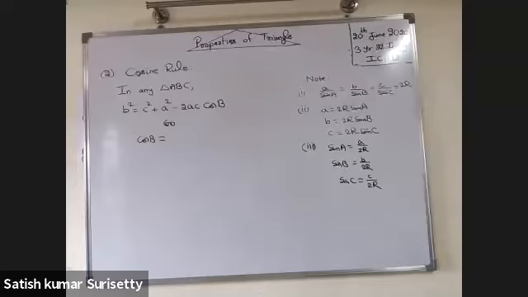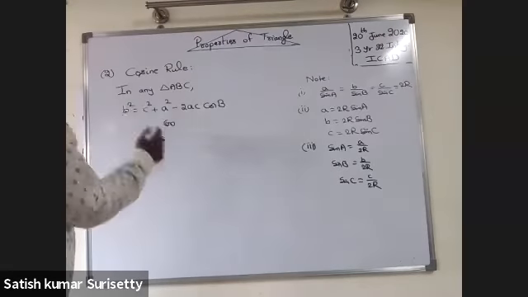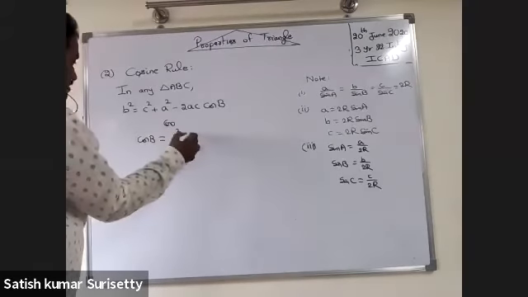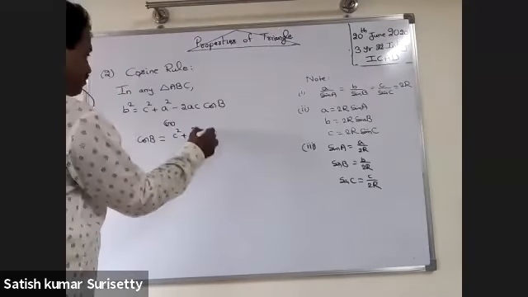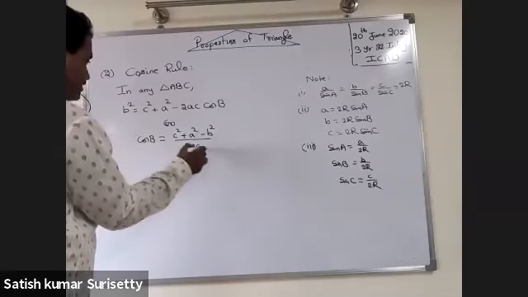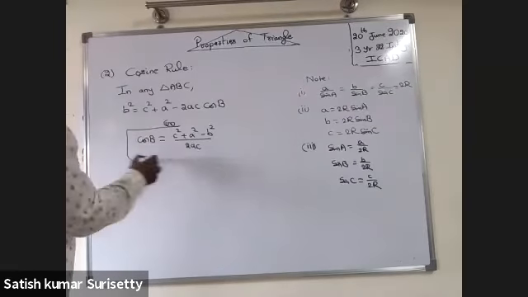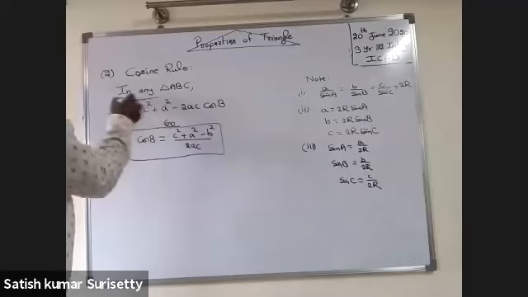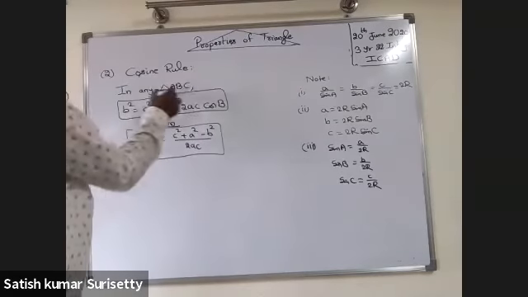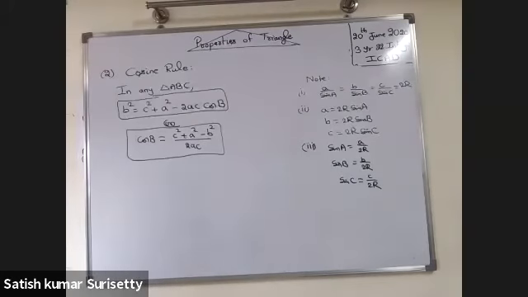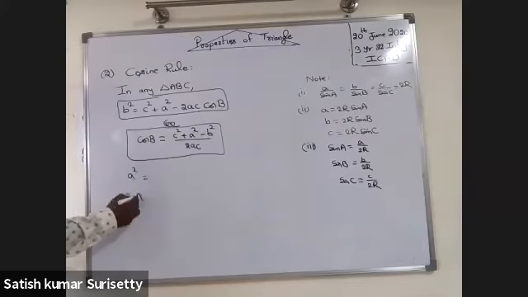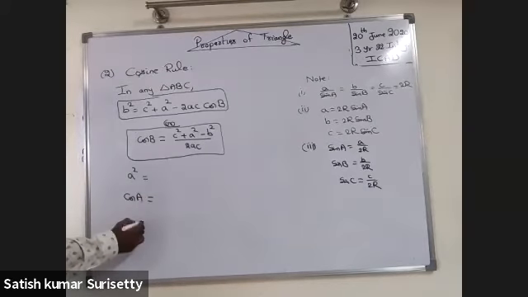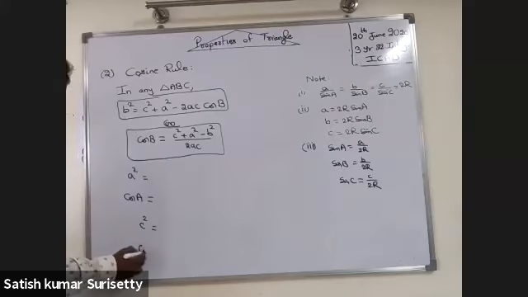b square equals c square plus a square minus 2ac cos B, or cos B equals, from this, c square plus a square minus b square upon 2ac. So exactly in the same manner, what is a square equal to and cos A equal to, and what is c square equal to and cos C equal to.